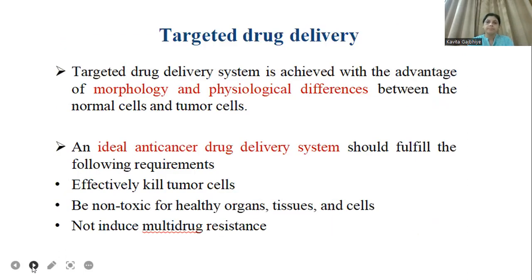Here, the advantages of targeted drug delivery system: the morphological and physiological differences between the normal cell and tumor cell are very important for delivering the drug to the target site. An ideal anti-cancer drug delivery system should fulfill the following requirements: effectively kill tumor cells, be non-toxic for other healthy tissues, organs, and cells, and not induce multi-drug resistance.